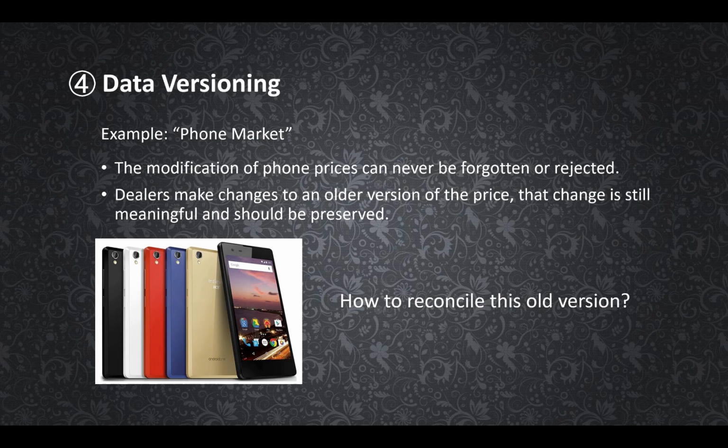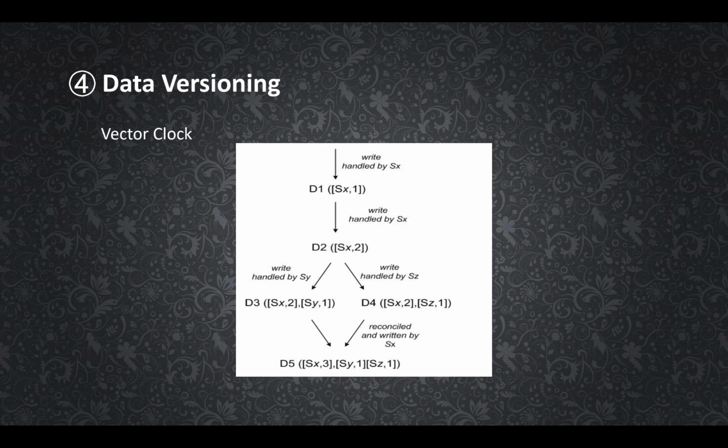To overcome these version problems, Dynamo uses several techniques. I will describe the key techniques one by one and show you all the steps in this phone market example. First, Dynamo uses vector clocks. A vector clock is data made of pairs, and each pair has a node and a count number. If the write operation is handled by the same node, it will increase the count number. If the write operation is handled by a different node, it will add a new pair.